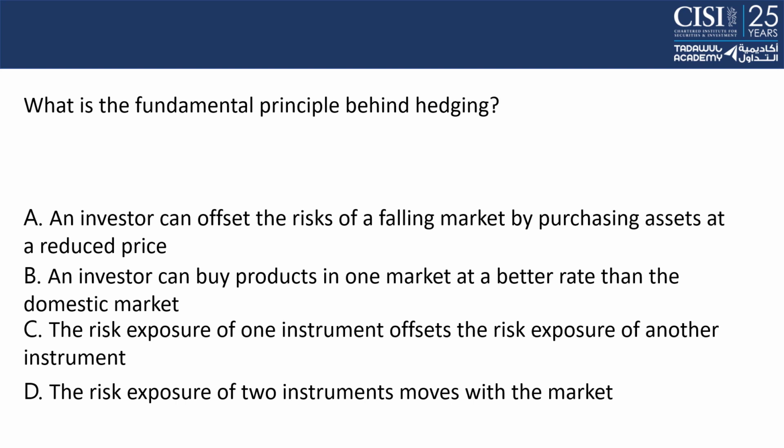What is the fundamental principle behind hedging? An investor can offset the risks of a falling market by purchasing assets at a reduced price. An investor can buy products in one market at a better rate than the domestic market. The risk exposure of one instrument offsets the risk exposure of another instrument. The risk exposure of two instruments moves with the market. So hedging is risk exposure of one instrument offsetting the risk exposure of another instrument, usually using derivatives.